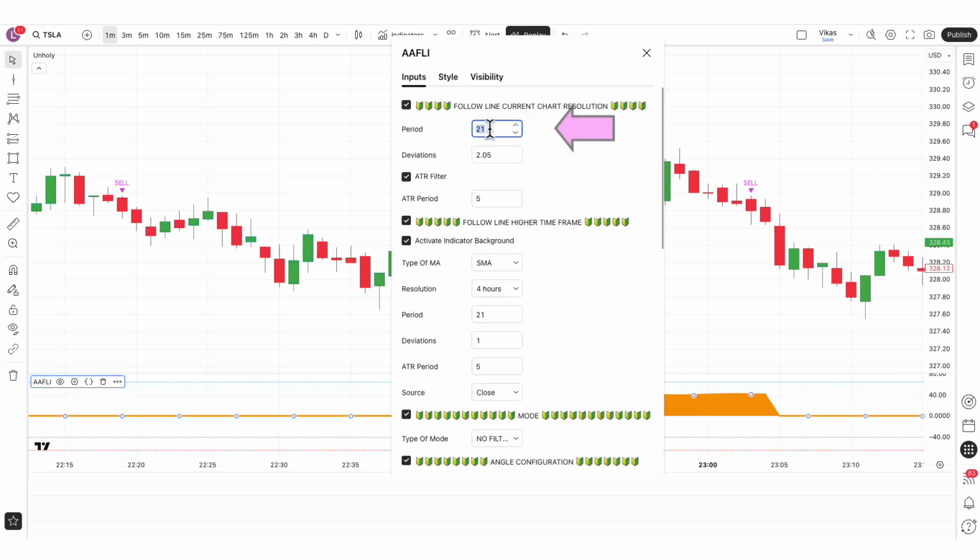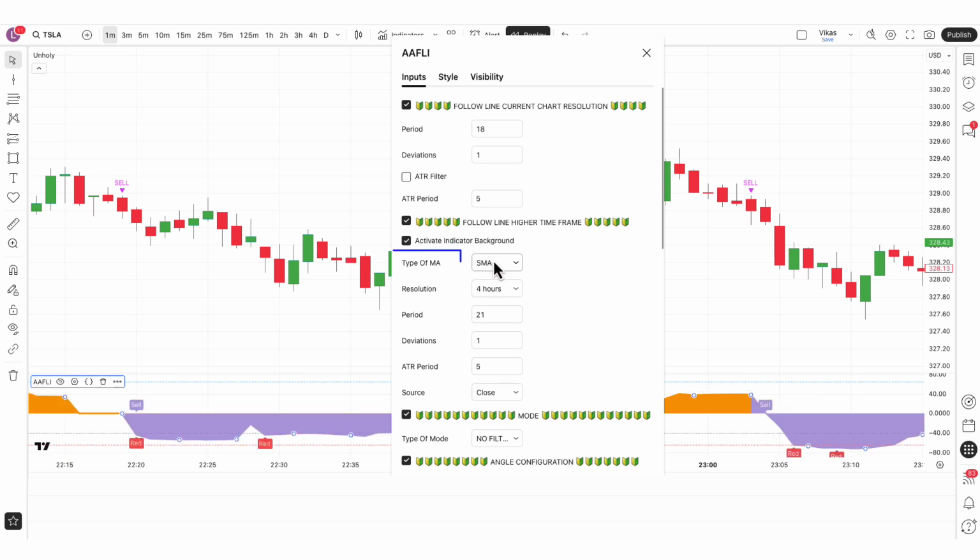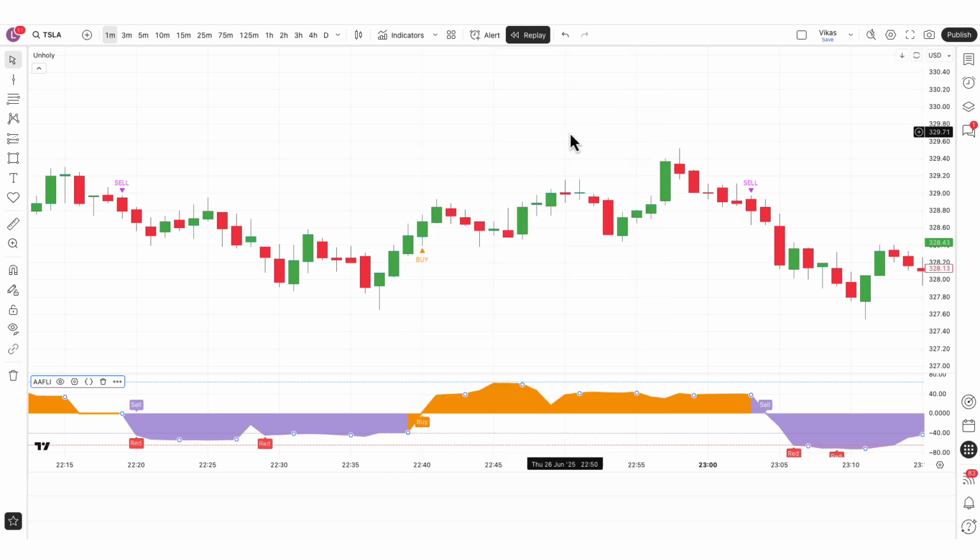We have to change this period option from 21 to 18. We have to change this deviations option from 2.05 to 1.0. We need to hide the ATR filter option. We have to change this MA option from SMA to VWMA. We have to change this period option from 21 to 23. We have to change this ATR period option from 5 to 6. Now our setup is ready.